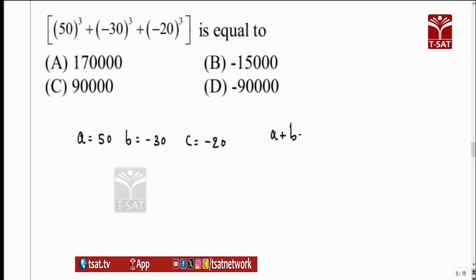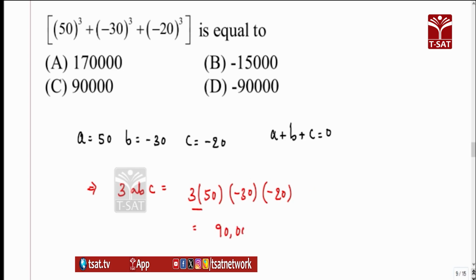If A plus B plus C is equals to 0, we know A cube plus B cube plus C cube is going to be 3ABC. 3 into 50 into minus 30 into minus 20. Forget about the number of zeros. You have three zeros here. Forget about 3 zeros. 15, 6 and 90 here. Then after that you put the 3 zeros. So, the answer is 90,000.